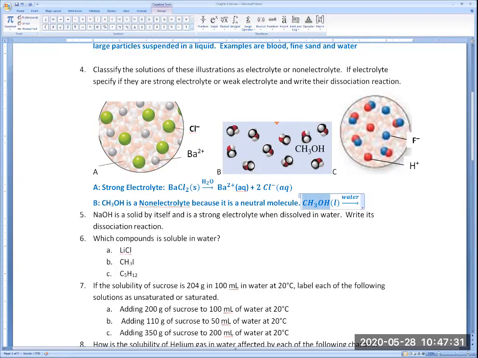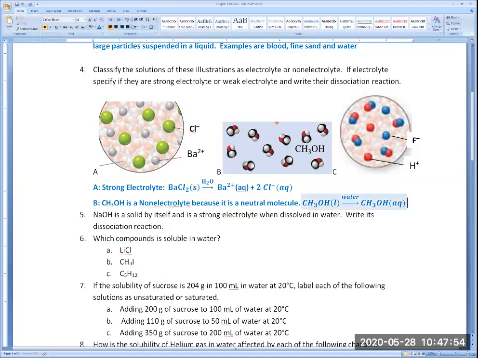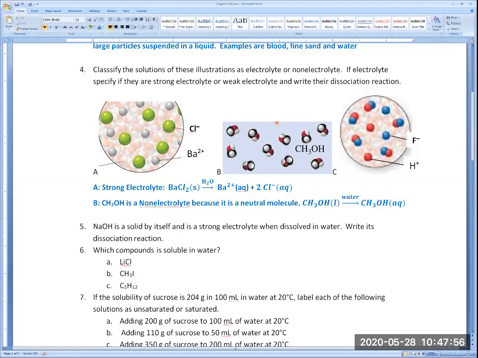It stays as the same molecule. It does not dissociate into different parts. It stays as CH3OH. But now, because it's in water, we would change the phase to aqueous, right? Now it's a mixture made of water and methanol. And that's why we would change the physical state to aqueous if it's not pure methanol. And so, because it stays neutral, it does not conduct electricity. And it's a non-electrolyte.